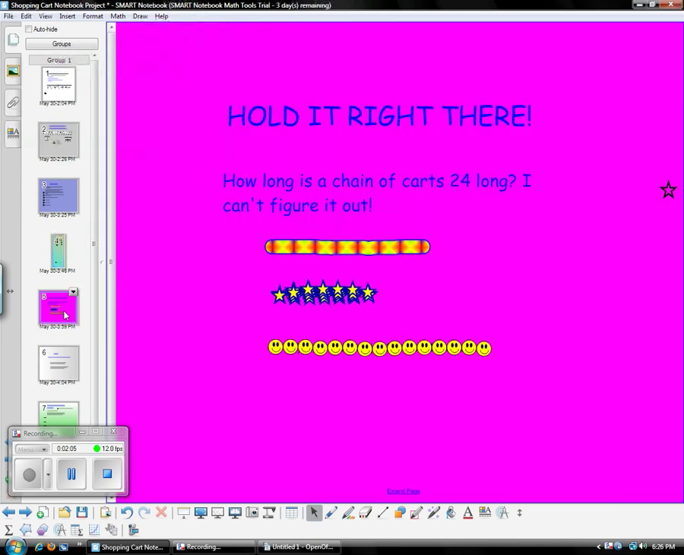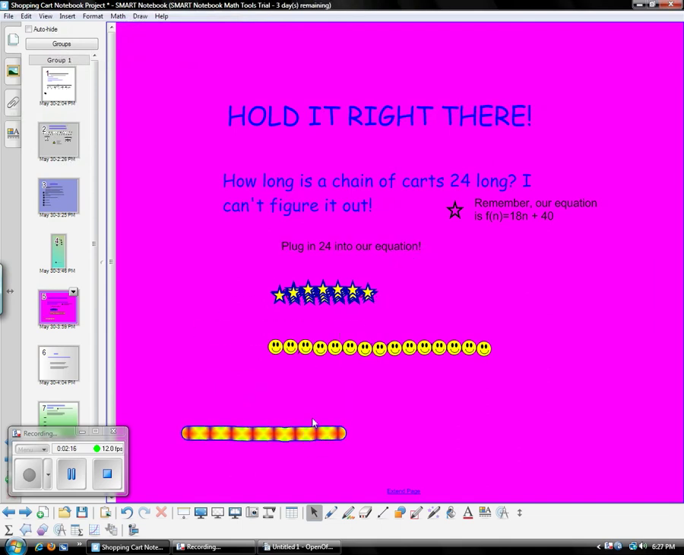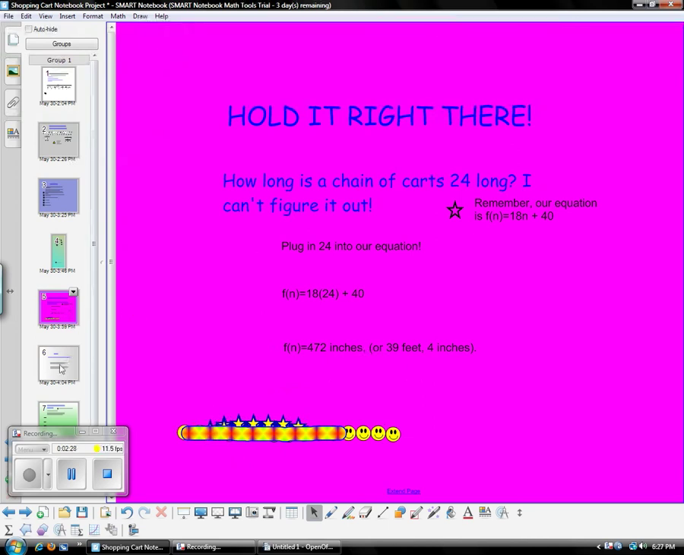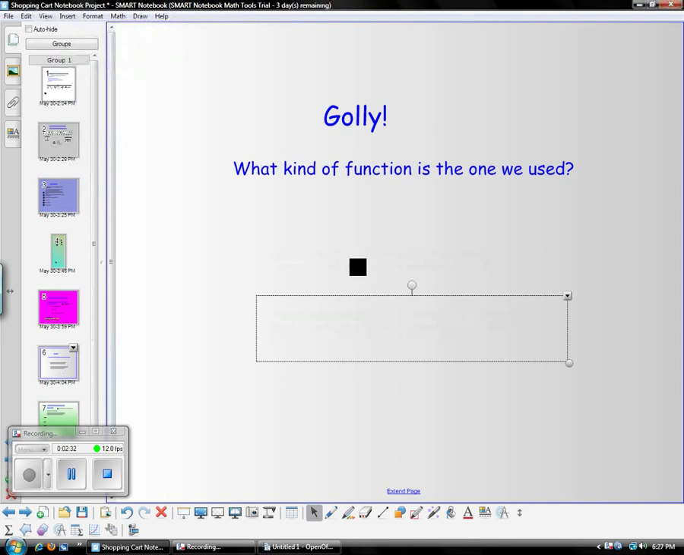How long is a chain of carts 24 carts long? Remember, our equation is f of n equals 18n plus 40. Begin by plugging 24 into our equation as n. F of n equals 18 times 24 plus 40, or f of n equals 472 inches, or 39 feet 4 inches.